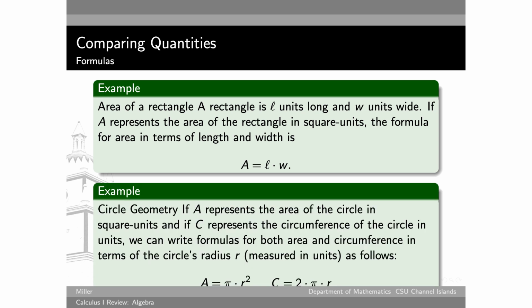The next example concerns circles. If A represents the area of the circle in square units, and if C represents the circumference of the circle in units, we can write formulas for both area and circumference in terms of the circle's radius, measured in units, as follows. A equals pi times r squared, and C equals 2 times pi times r.